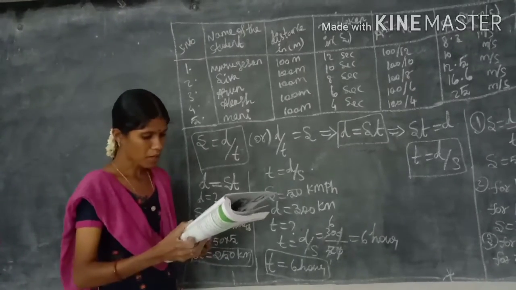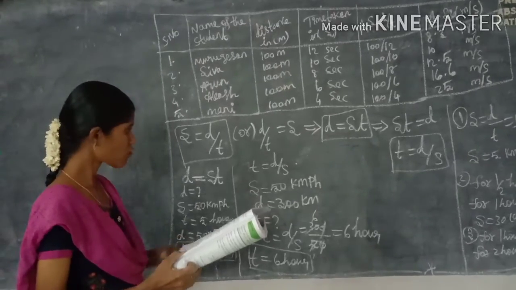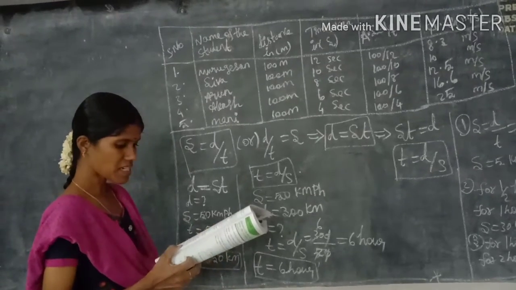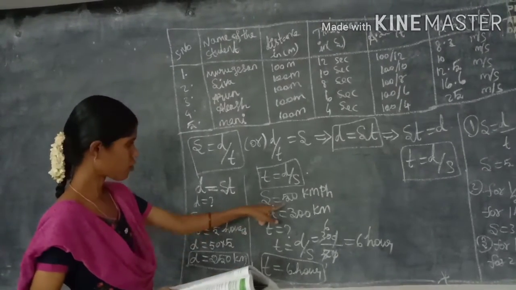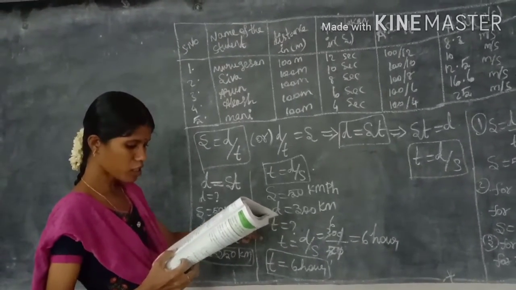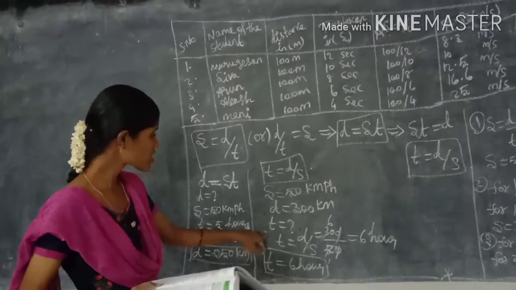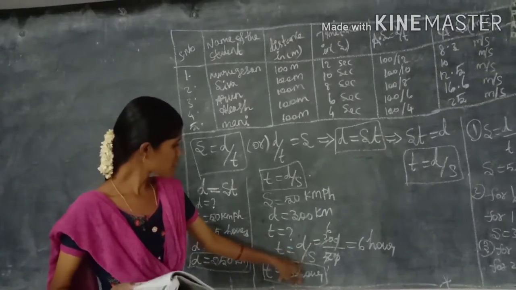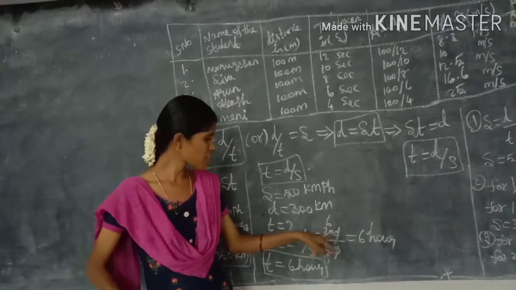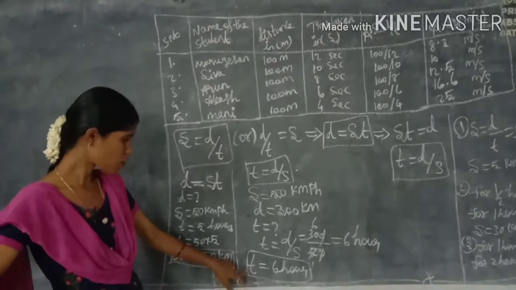Another problem: if we know the speed and distance traveled, we can compute the time taken using the formula t is equal to d by s. Suppose a bus travels at a speed of 50 km per hour and the distance covered by the bus is 300 km. We have to calculate how much time it will take. So t is equal to d by s, which is equal to 300 by 50. The zeros get cancelled, and 6 fives are 30, so that is equal to 6 hours. So the time taken by the bus is 6 hours.